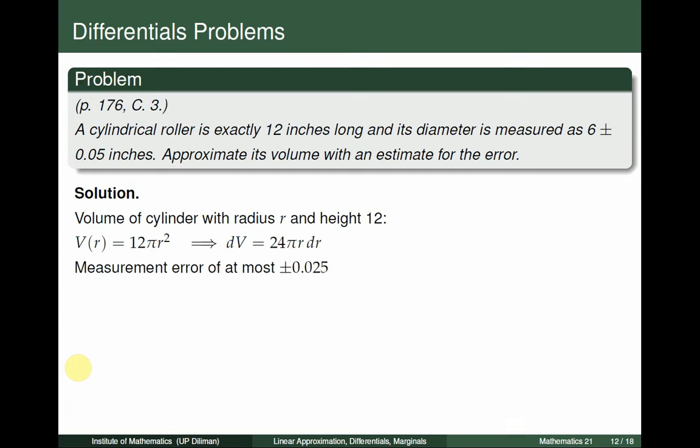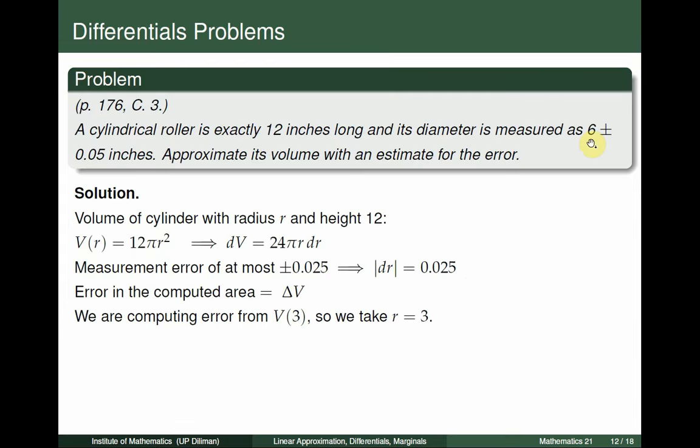Next, our measurement error is plus minus 0.025, because the measurement error of the diameter is 0.05 and the radius is half the diameter. So that explains this part. So the absolute value of dr is 0.025. The error in the computed volume is given by delta V, and our diameter is measured as 6 plus minus 0.05, so our radius will be 3 plus minus 0.025. So we will be computing the error from V of 3, taking r equals 3. So the absolute value of delta V is approximately the absolute value of dV, and we just substitute.